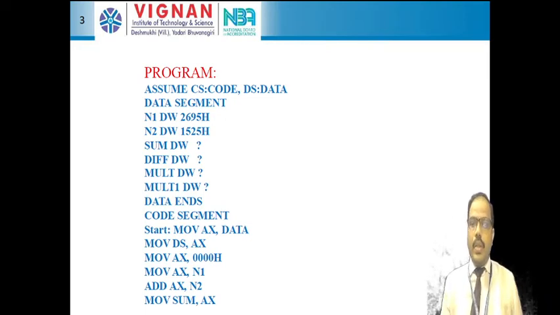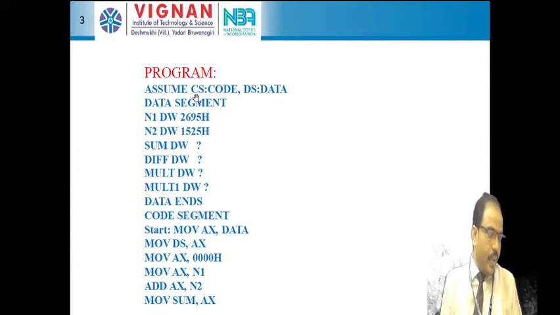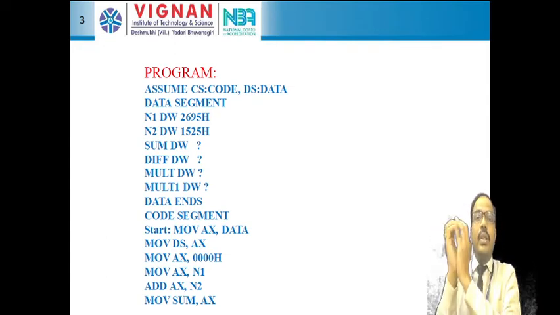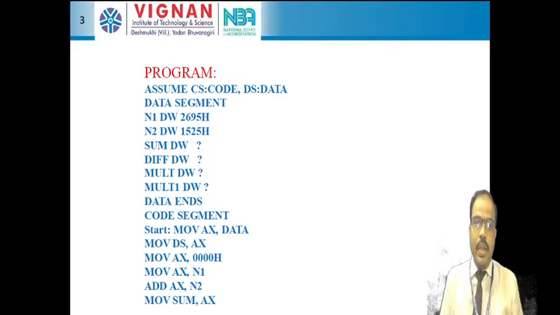Assume CS colon code, DS colon data. For every program, first we have to write this. Assume is a directive that is used to inform the assembler of the names of the logical segments to be assumed for the different segments used in the current program. Whatever program we write and whatever segments we use, we have to give those segments logical names, that is code and data. That can be done by using this assembler directive called assume.